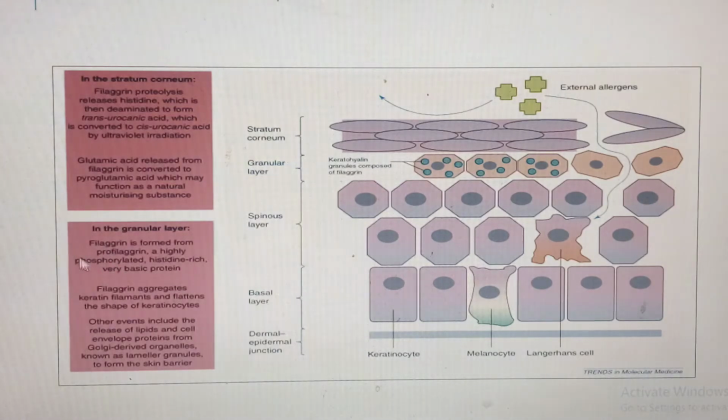Then it is highly phosphorylated. The protein is called filaggrin, but it is made initially from the pro form, profilaggrin, the inactive form, which contains a lot of histidine as well as glutamic acid, and is highly phosphorylated. Now, what happens is that they tend to aggregate keratin filaments and flatten the keratinocyte. In the granular layer, that is where the cells begin to die, because a lot of keratin will be aggregated by these filaggrin proteins, so that they flatten the keratinocyte.